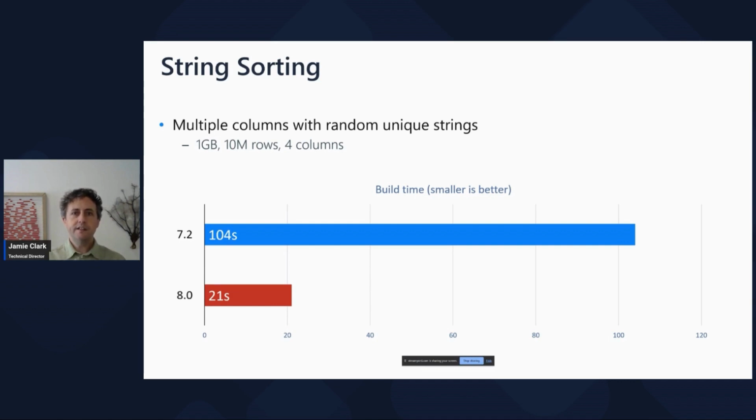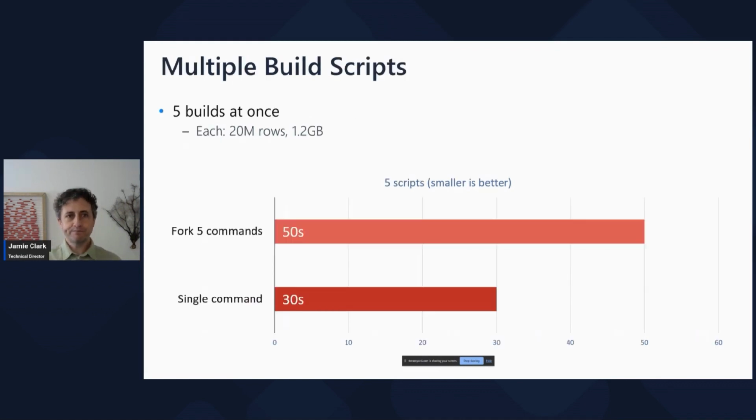And here you can see that this build is much faster in 8.0, and part of that improvement is from the text change I talked about just a moment ago. But another part of that improvement is in the way we're doing the sorting. We are sorting the strings as we read them instead of waiting until the end to sort them, and we get a boost in performance for that too.